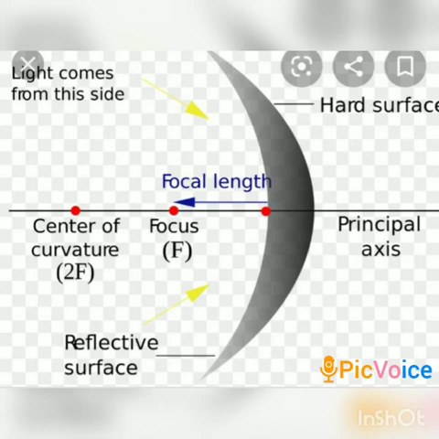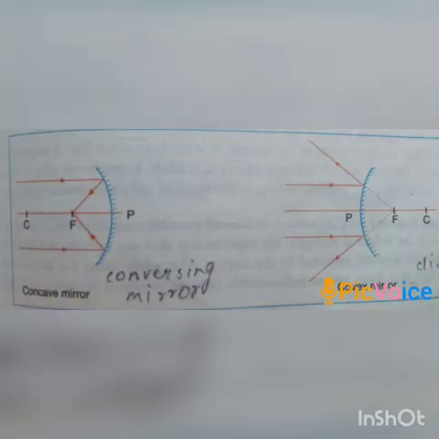The next one is the focal length. Students, the distance between the pole and the focus of the mirror is known as its focal length. Once again, the distance between the pole, which is the midpoint of the mirror, and the focus is known as the focal length of the mirror. And it is easy to prove that there is a very simple relation between the focal length and the radius of curvature of a spherical mirror.